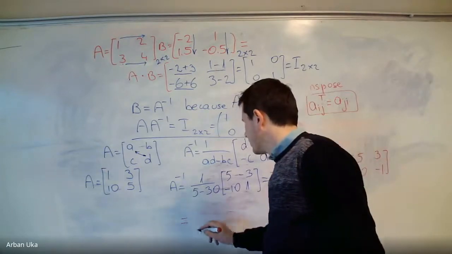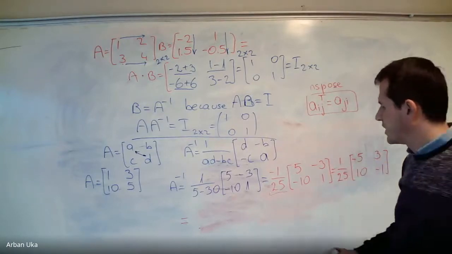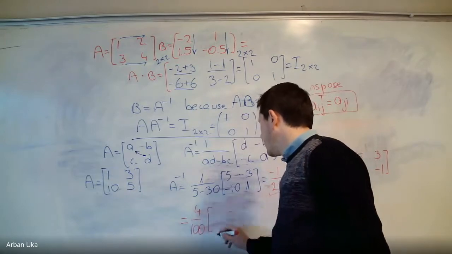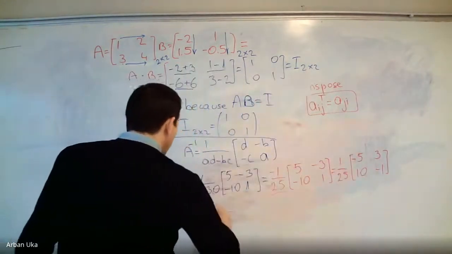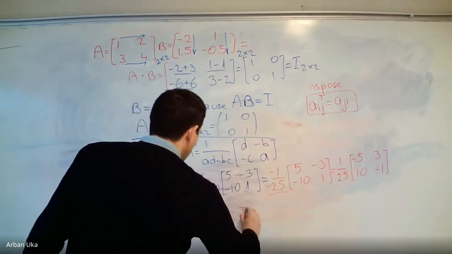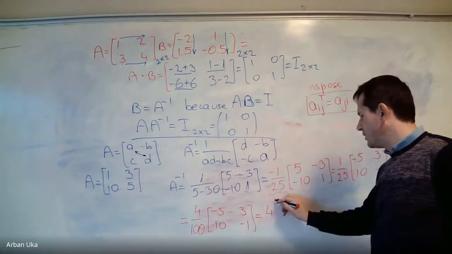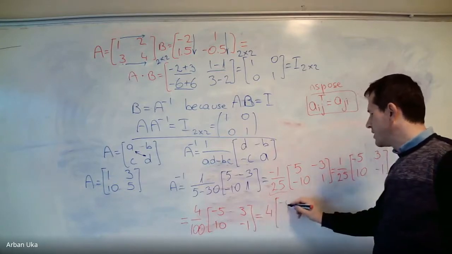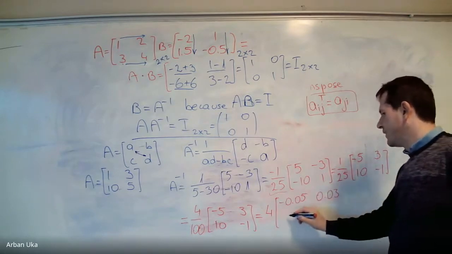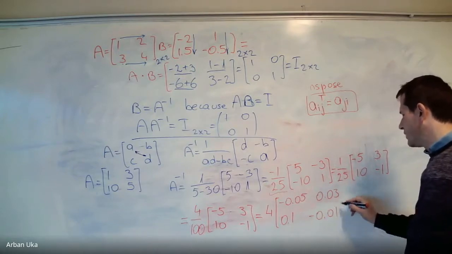Similarly, this A inverse, instead of 1 over 25, we can write 4 over 100. And this 4 over 100, this is going to be times minus 5, 3, 10, minus 1, okay. And let's divide by 100, so we have this 4 times minus 0.05, 0.03, here we get 0.1, and this is minus 0.01.